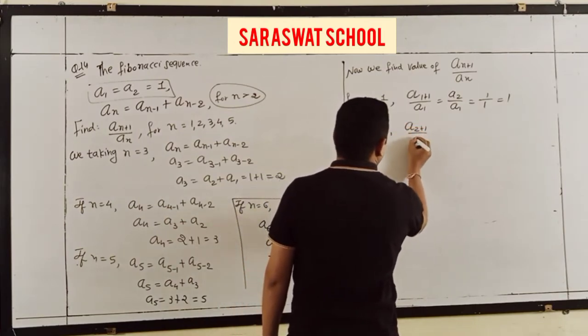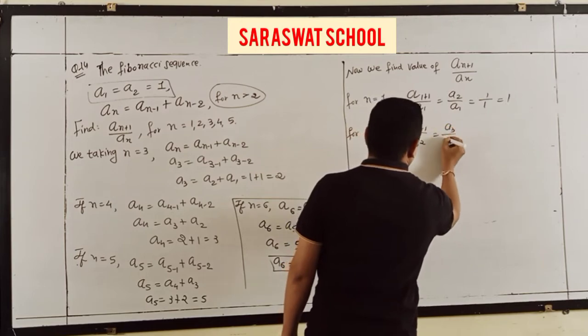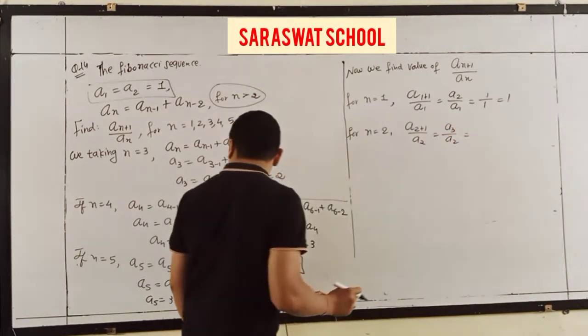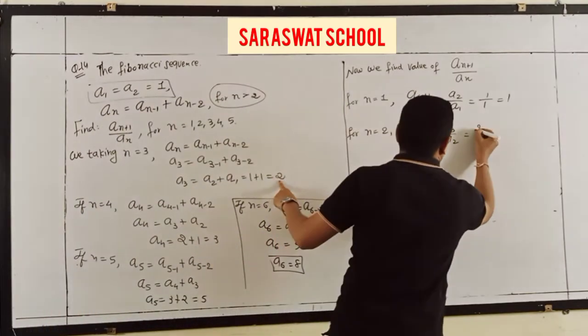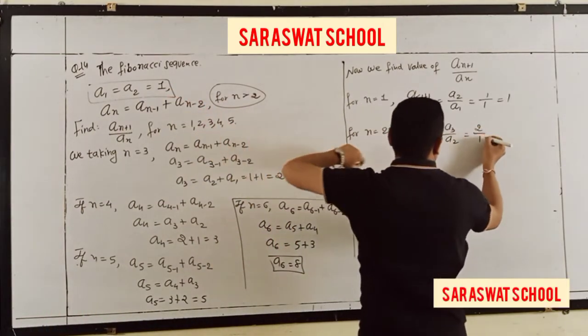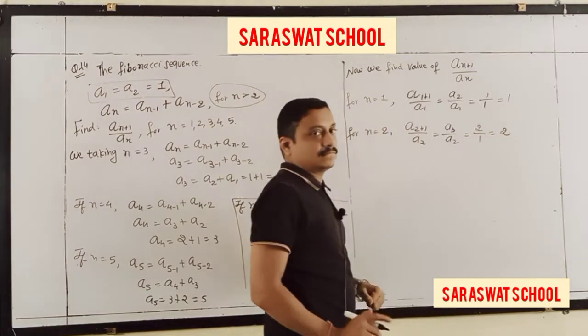Continue. For n is equal to 2. So 2 plus 1 by A2, A3 by A2. What is A3? Look at that. Already I defined. A3 is 2 and A2 becomes 1. So my value is exactly 2.